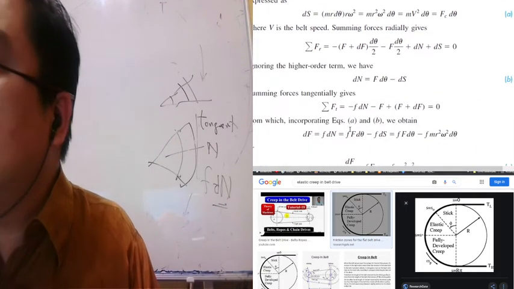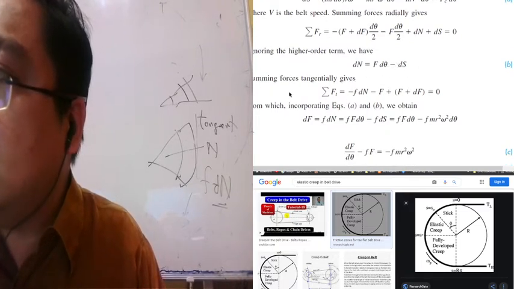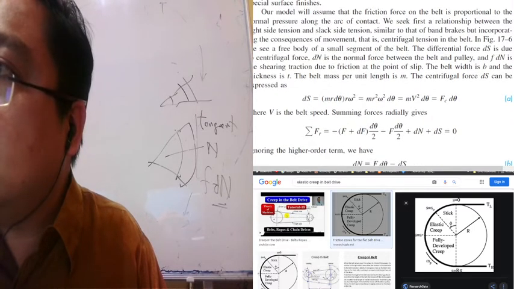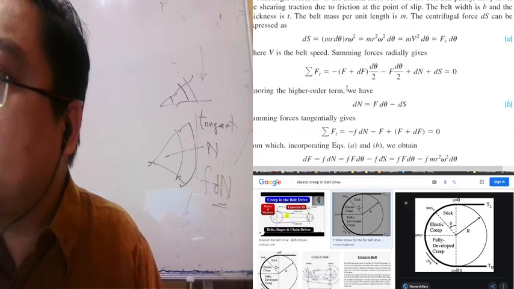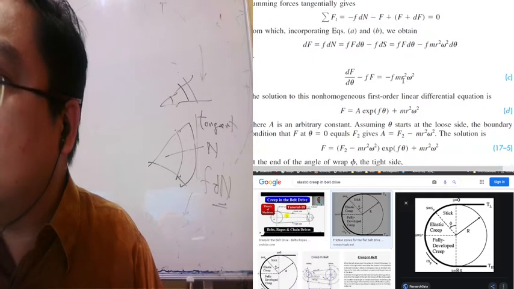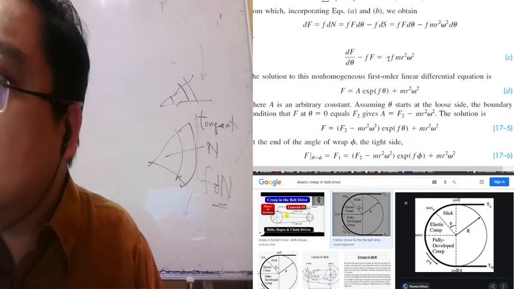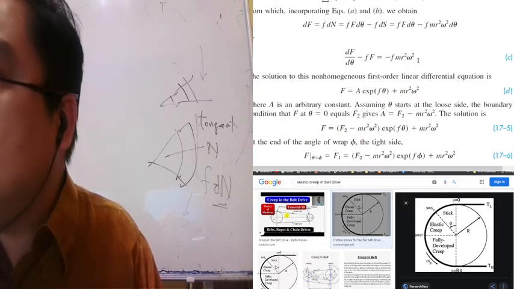So in higher order terms, we have dN equals F d theta minus ds. It is a normal force; you can refer to here, where the normal force is acting. And dF equals friction times dN and everything. This is the derivation: dF over d theta minus F equals negative friction times m times r times radius, and angular velocity.